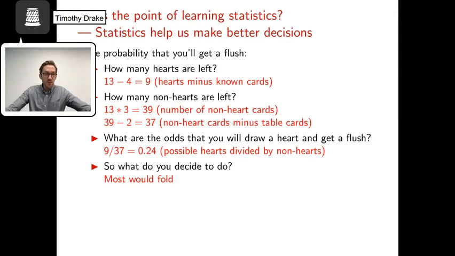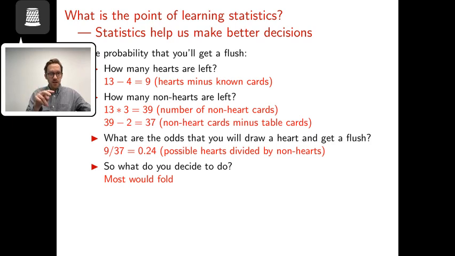All right, so here's a process that you might go through to calculate those odds. First, you have to say, well, how many hearts are left? Well, I know that there are 4 out. I have 2, and there are 2 on the table. There are 13 total hearts in a deck of cards, and I have 4, so we know there are 9 hearts left. How many non-hearts are left? Well, the number of non-heart cards is 13 per suit times 3, so 39.